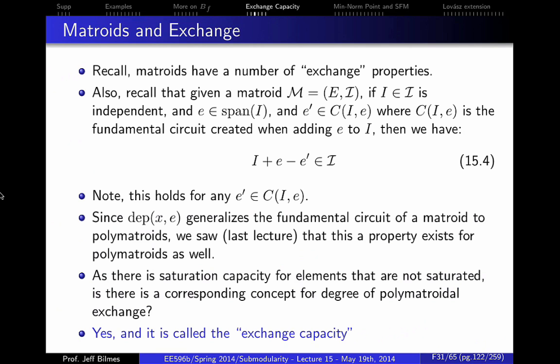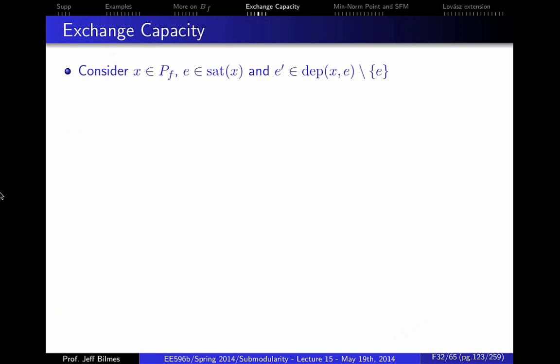But the question is, just like in SAT, for things that are not SAT, there was an amount by which we could move and stay within a polytope. For dep, we don't have an exchange capacity, like how much can we exchange? And that's what the exchange capacity answers for us. It gives us a concept like that. For this to make sense, it's all relative to a particular x, which for all intents and purposes is going to be an extreme point. And we choose a saturated point, and then we choose one of these exchangeable points, E prime. So that's not E, since otherwise it would be trivial if we chose the same point.